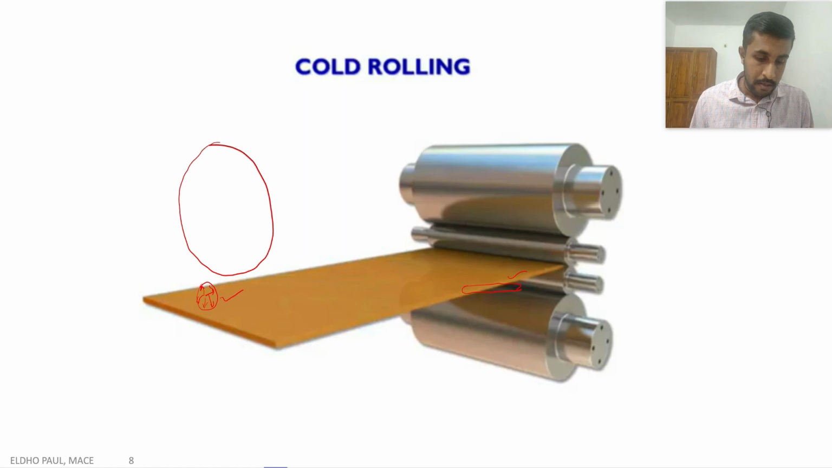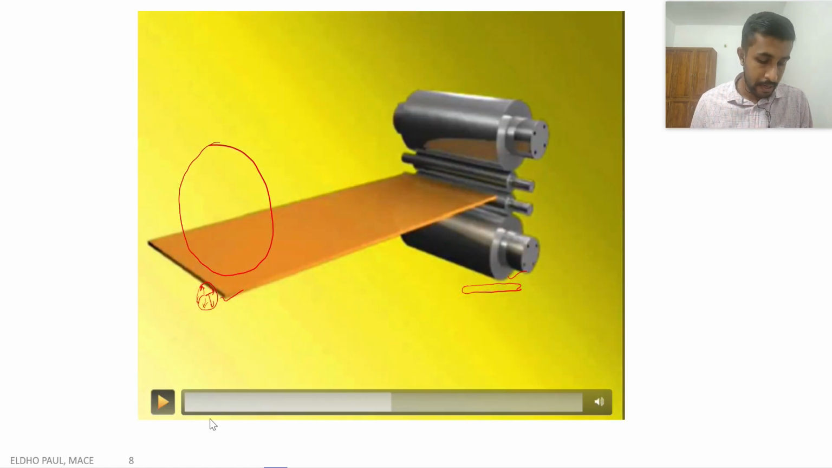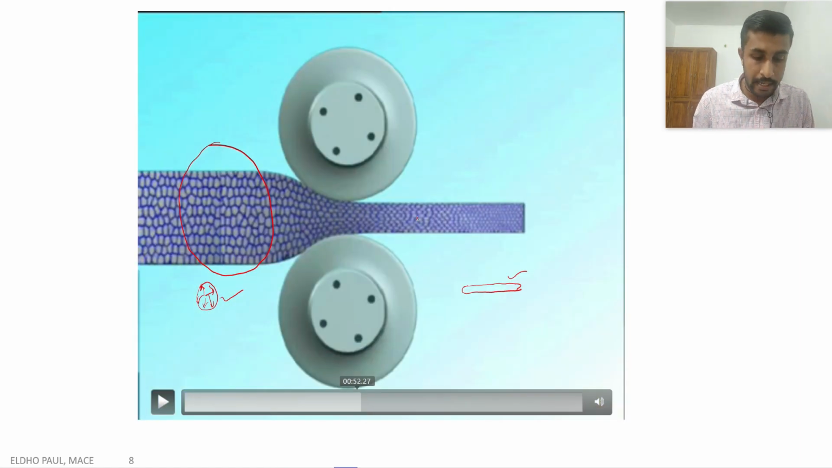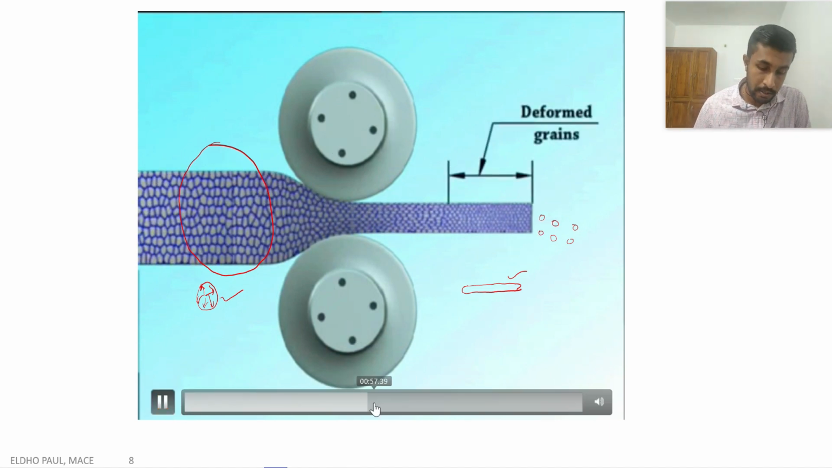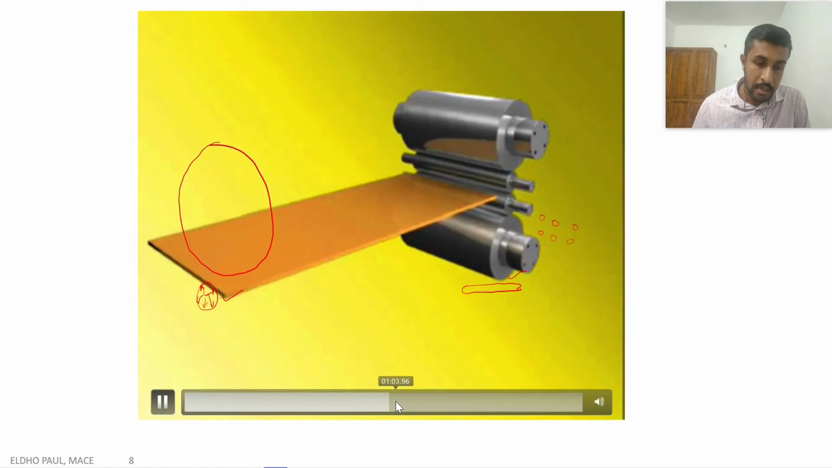Let us see an example. Actually, here the elongated grains finally converted to very fine grains. It is converted to very fine grains at the end of the rolling process. Next one is the cold rolling process. In the cold rolling process, let us see an example for cold rolling.